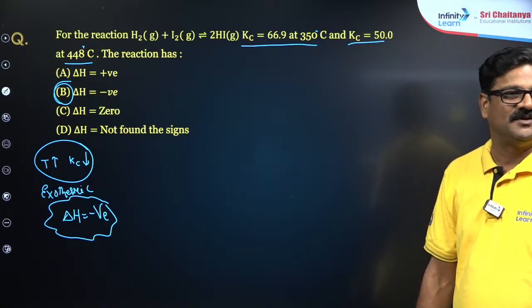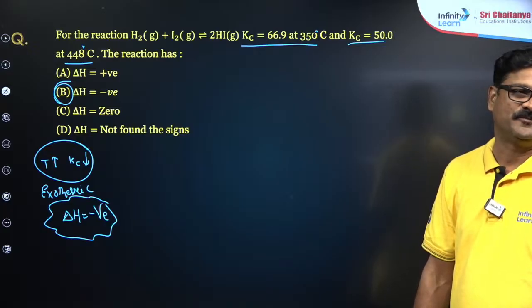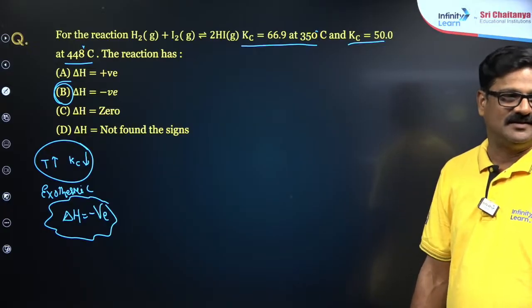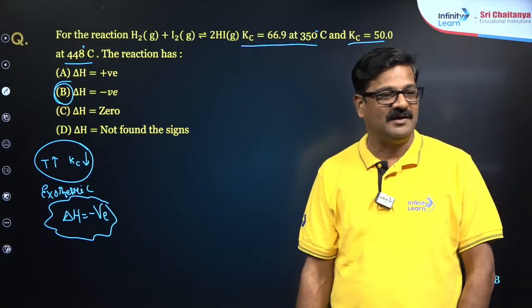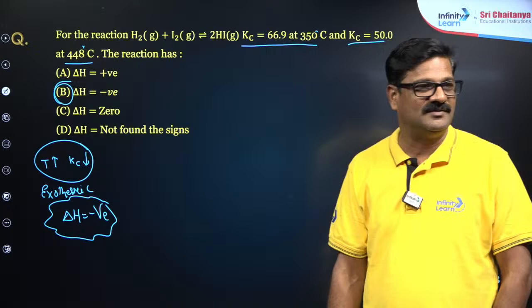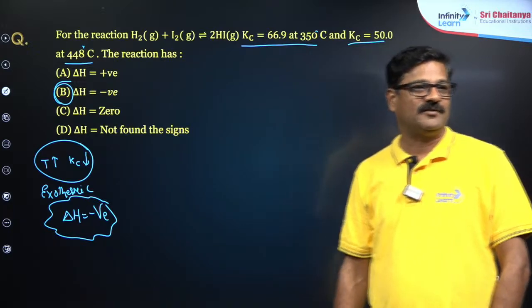Parthiv, low temperature favors an exothermic reaction. Exactly. For an endothermic reaction, high temperature favors. Right, beta? Very good. Wonderful.